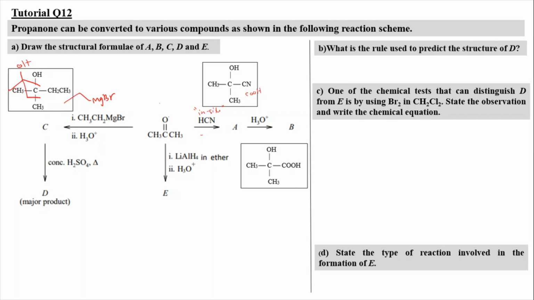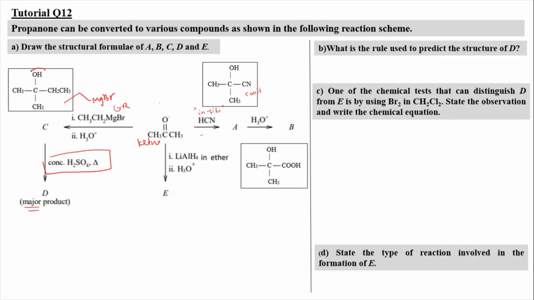Okay, so you can draw it CH3, CH3, CH2, CH3, which is the same, and then it's attached with OH, which is a tertiary alcohol. Okay, because Grignard reagent reacts with a ketone, going to produce a tertiary alcohol, and this tertiary alcohol will be able to undergo dehydration using concentrated H2SO4 in order to produce minor and major product. However, the question stated that D needs to be a major product.